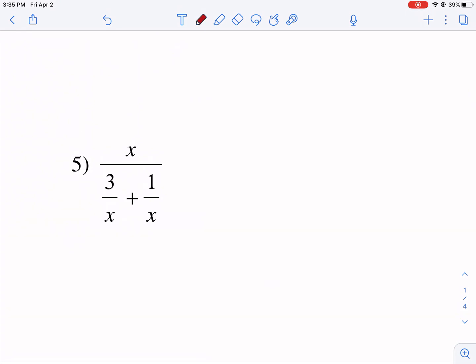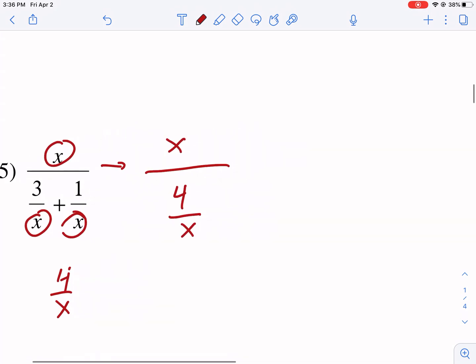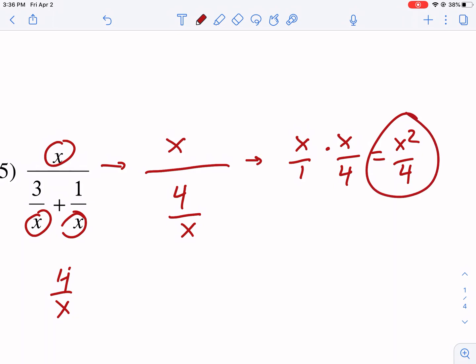So same deal, they have a common denominator. Well, this is fine. We're going to leave him at the top, keep the divide symbol. We see that we have a common denominator, so we're just going to add the top together. 3 plus 1 is 4 over x. So this becomes 4 over x. We're going to keep change flip. So this becomes x over 1 times x over 4. So we get x squared over 4 is our final answer.